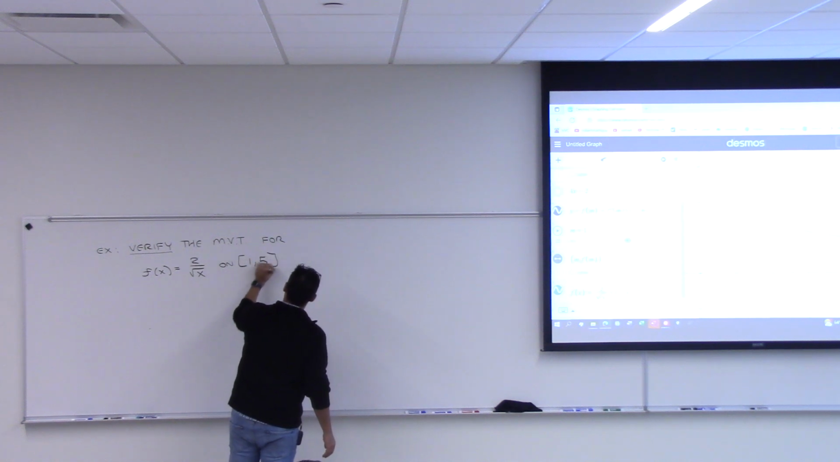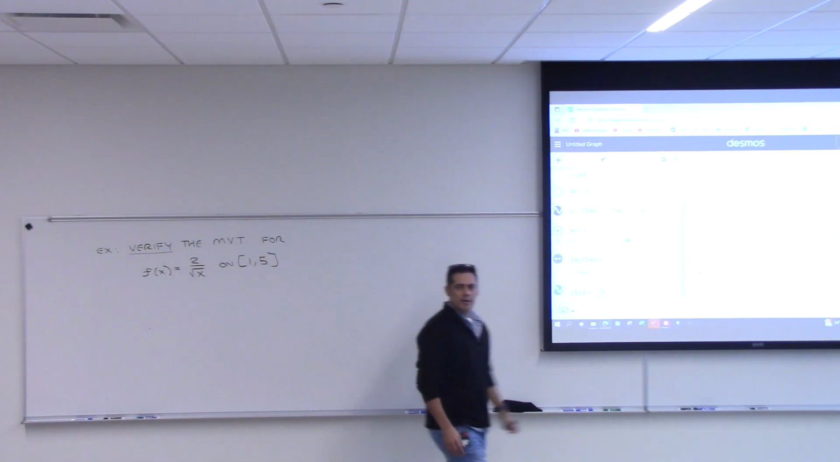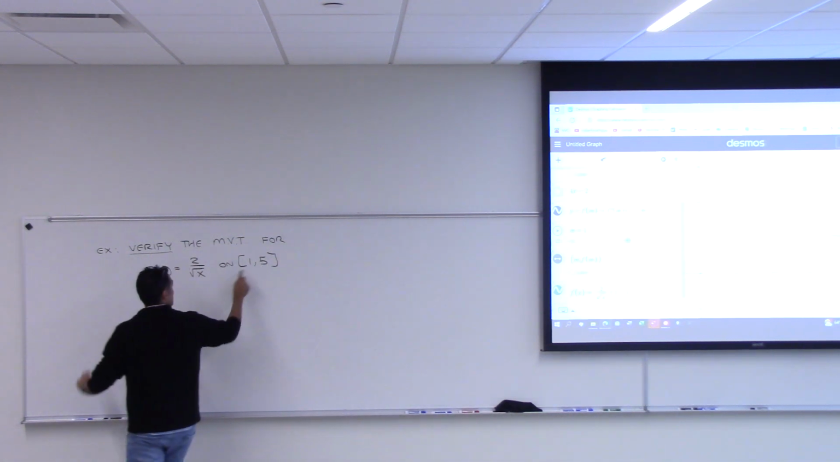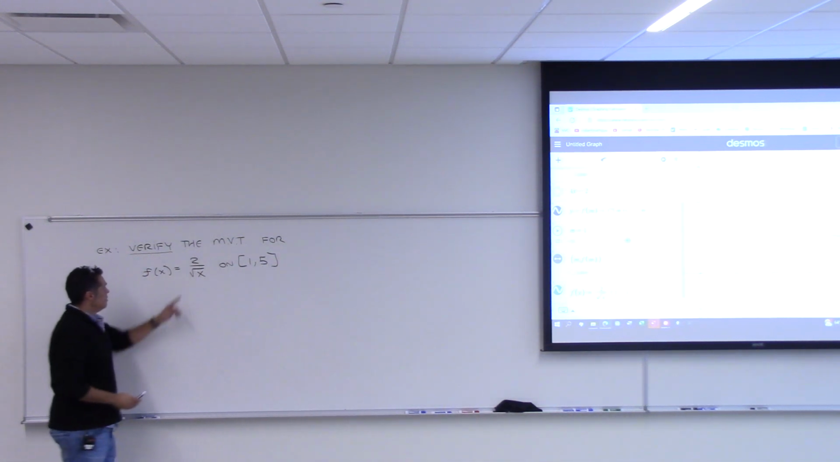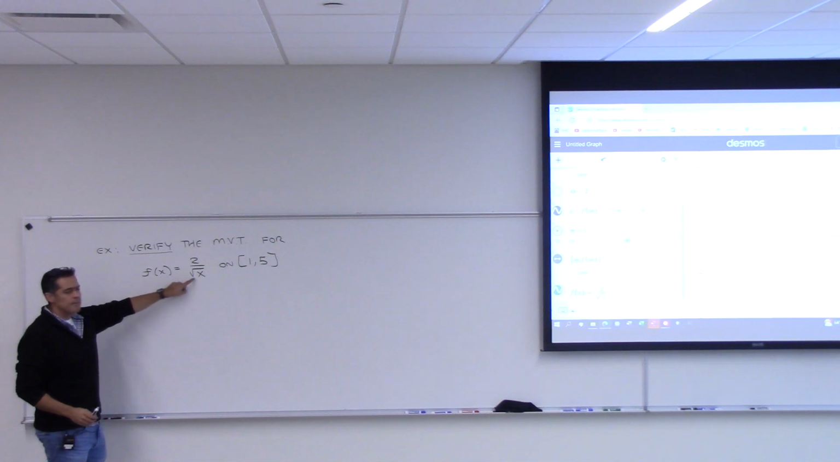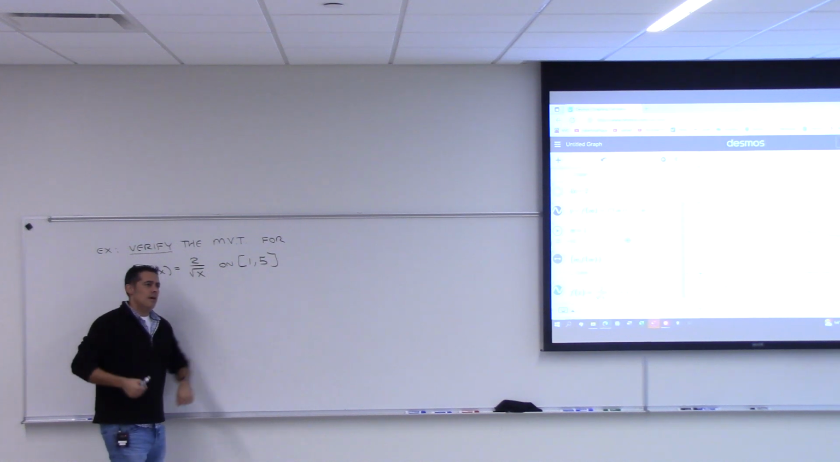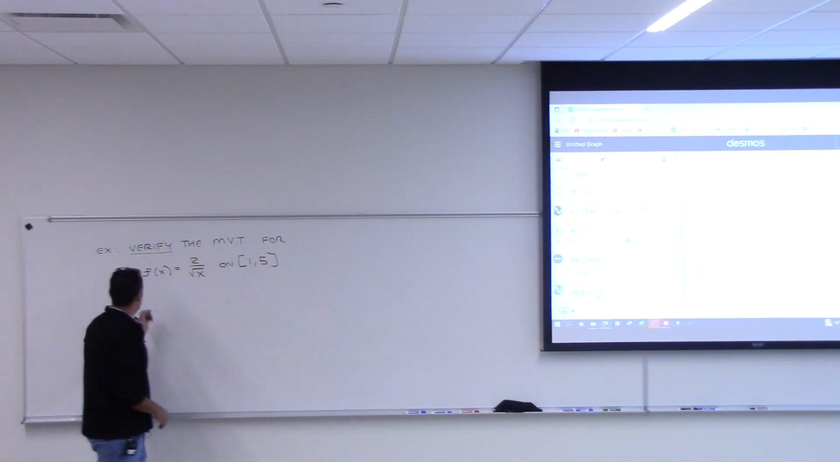I want to verify the mean value theorem, right? So first of all, is this a continuous function on this interval? What's the only thing that would cause a problem here? Well, 0 or negative numbers, right? And we don't have that here, so it's good, it's continuous. And then let's take a look at the derivative.